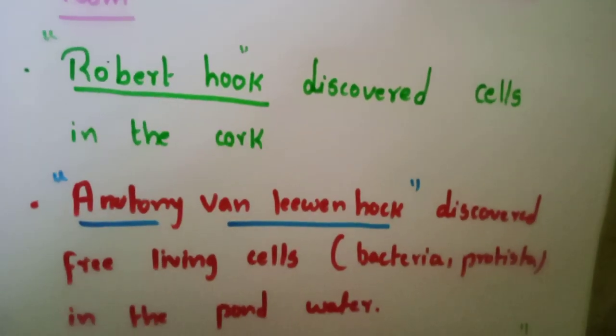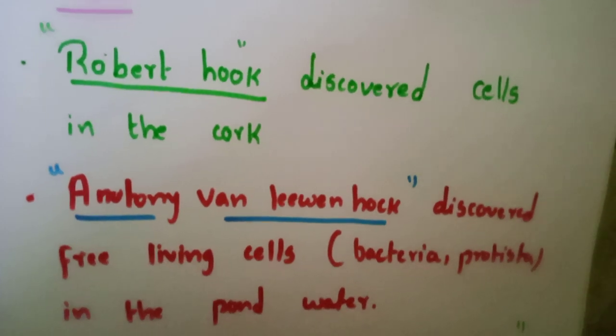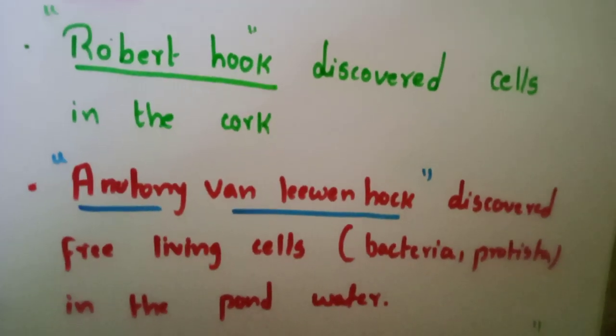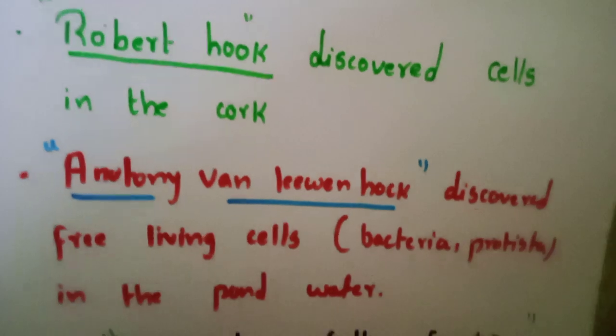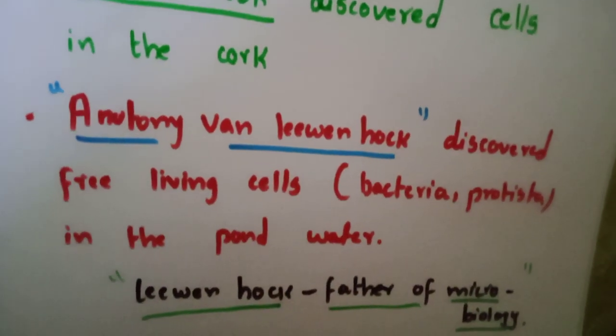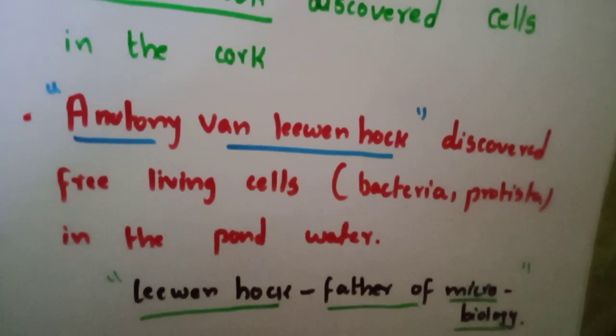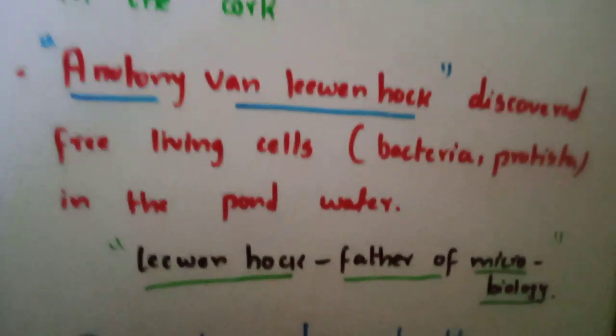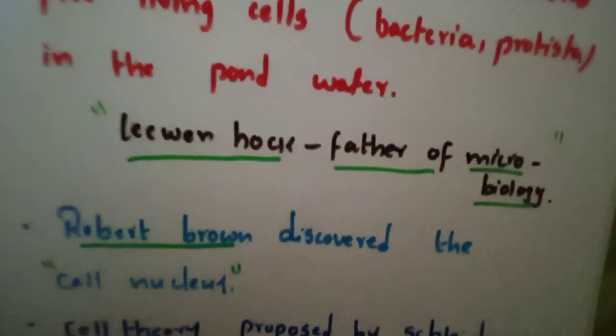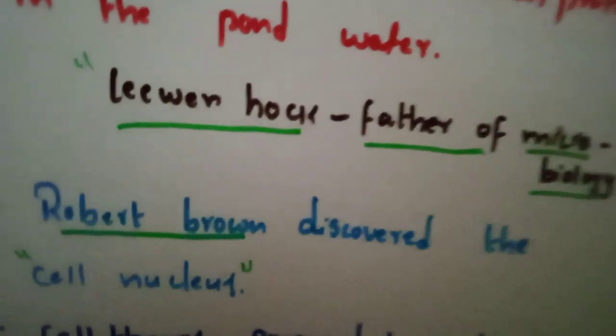Antony van Leeuwenhoek discovered these free living cells in pond water which he observed under the microscope. He was called Leeuwenhoek, father of microbiology. Robert Brown discovered the cell nucleus.